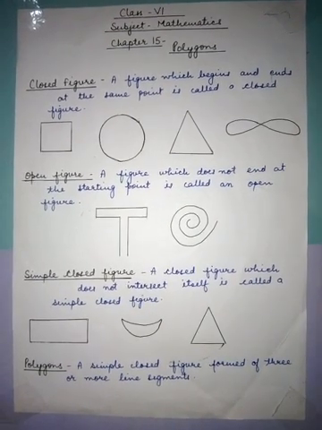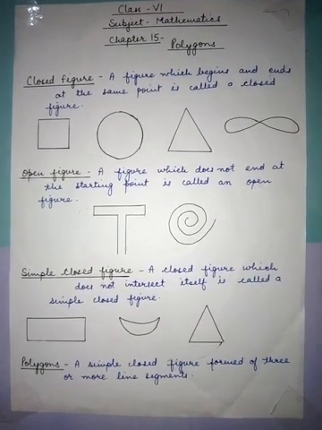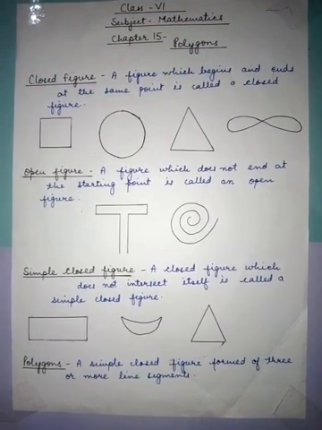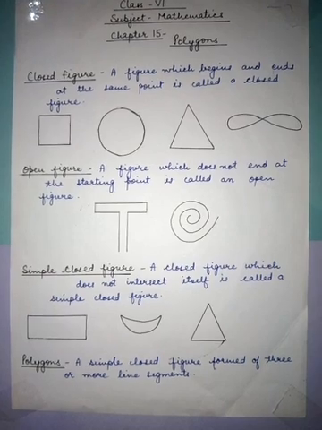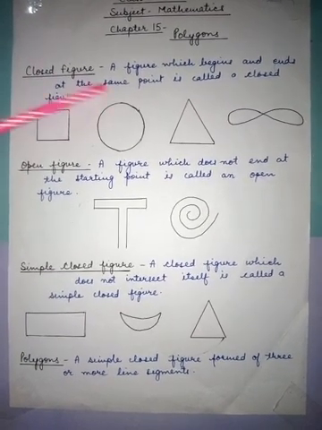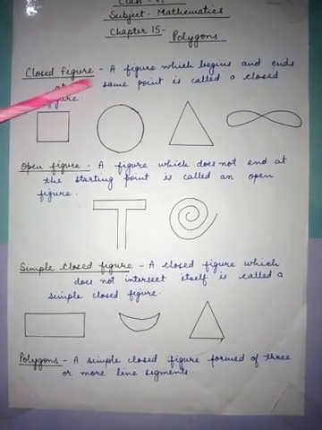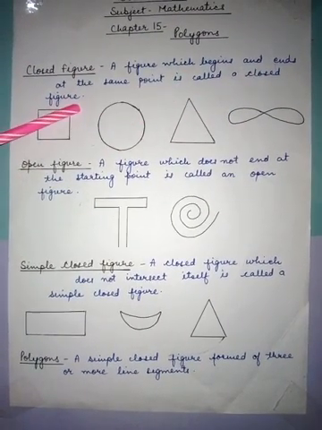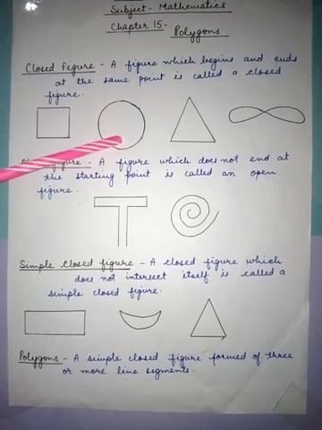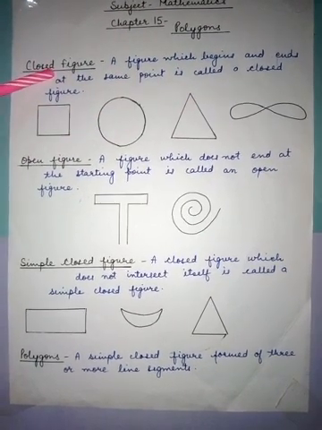Hello students, today we will study chapter number 15, that is polygons in mathematics. Before starting polygons you must know what closed figures are. A figure which begins and ends at the same point is called a closed figure. Means those figures which begin and end at the same point, such figures are called closed figures.